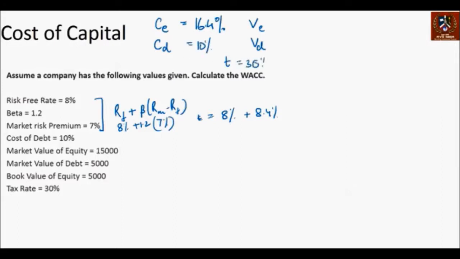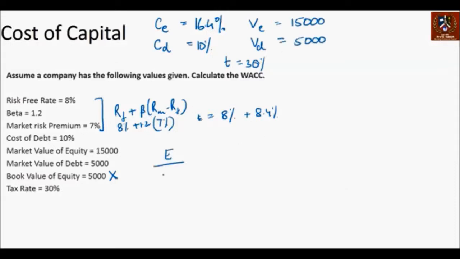Similarly, cost of debt is directly given to us as 10%. Tax rate is given as 30%. What is value of equity? Remember, we don't have to use this. We have to use market value of equity. So value of equity is 15,000. Value of debt is 5,000, right?